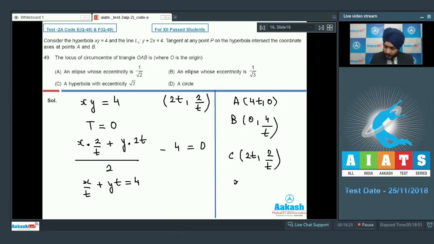So locus is xy equals 4. So it is very same as the hyperbola itself. That means it is a rectangular hyperbola, hyperbola with eccentricity root 2. Option number C is correct. Let us move on to 50.